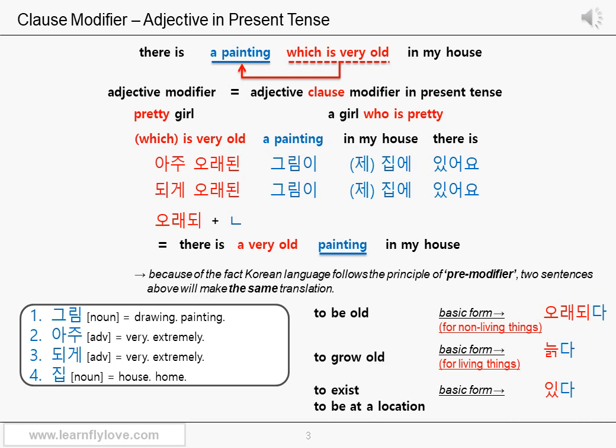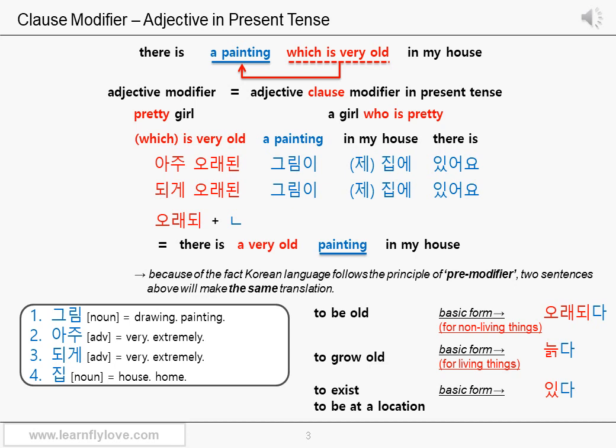Which is very old. Painting. In my house there is. Which is very old part explains painting in English, but in Korean it modifies a painting part. So it is positioned right before the noun a painting. Please do not care whether which here is used as a subject or not. Doesn't matter. Because of the fact that the entire which is very old part modifies a painting part, we are not going to translate which. And then an adjective old here is used as a predicate of the clause. So it will come at the end of the clause.